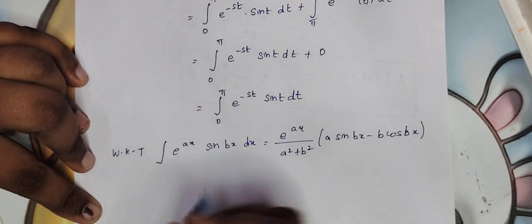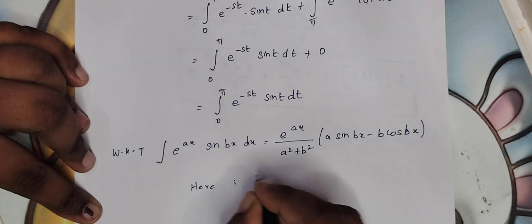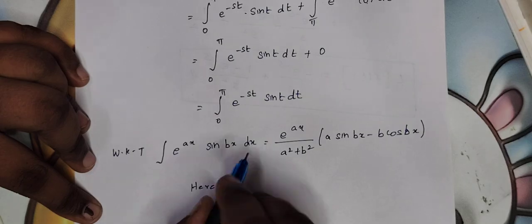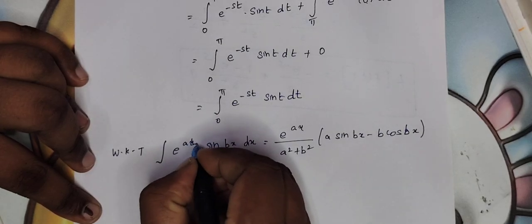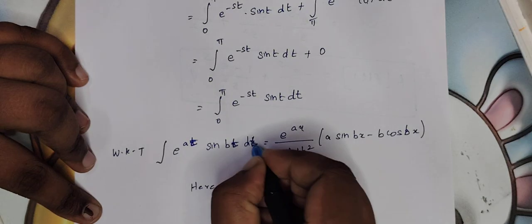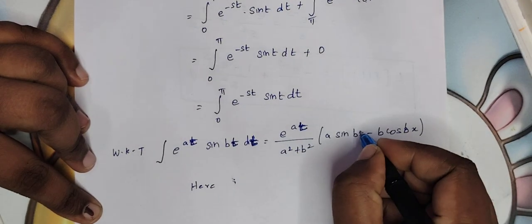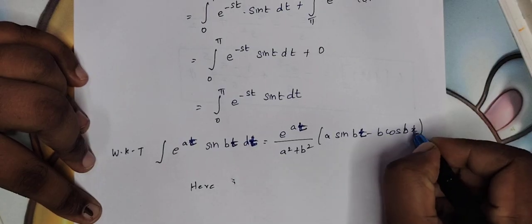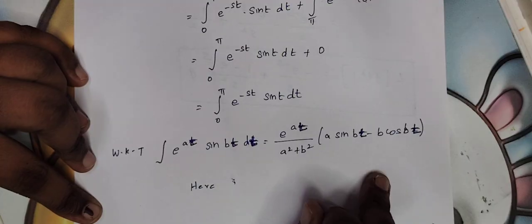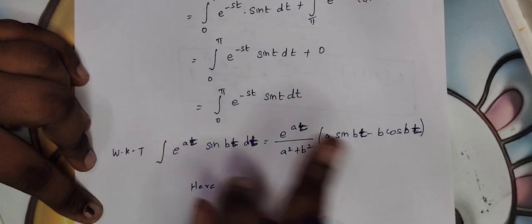Here the integration is with respect to dt, right? So I'll change the variable to t. In place of x I'll put t. Wherever there was x, I have substituted t now. Next, I'll write the values of a and b.